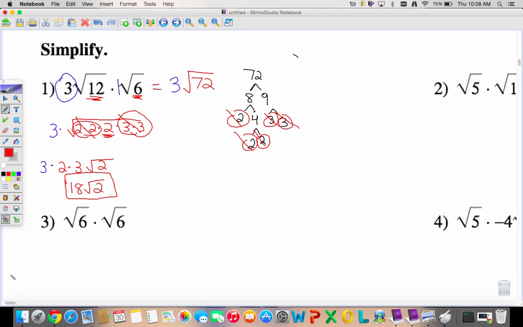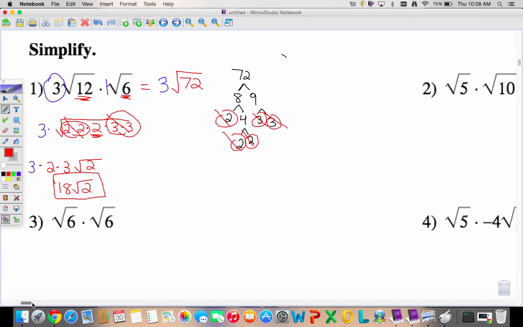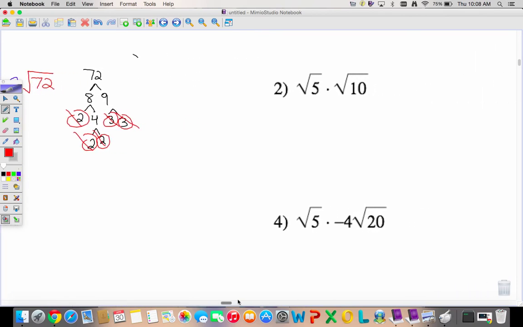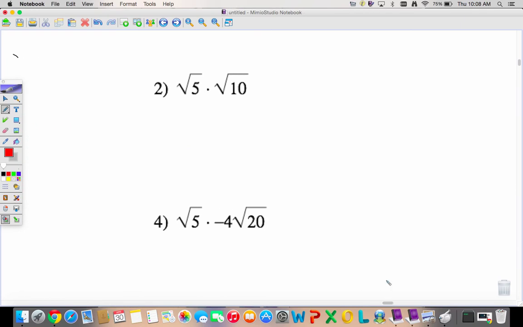Alright, let me go ahead and do number 2. Slide right on over here. Okay, so number 2, I don't have anything on the outside besides my invisible 1, and 1 times 1 is just 1. But I do have numbers on the inside of the square root. So for the inside of the square root, I'm going to do 5 times 10, and that gets me 50. Once you simplify that, all you have to do is simplify square root of 50.